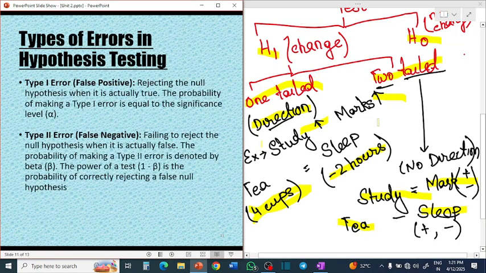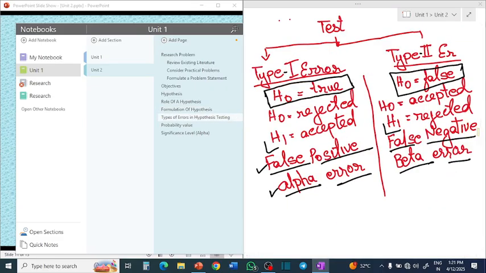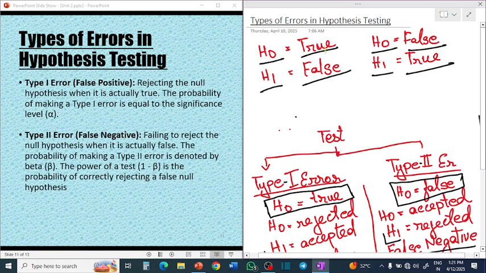Now we will move on to the types of error in hypothesis testing. Before understanding these types of error, we have to understand that there are two hypotheses: one is the null hypothesis and the other is the alternative hypothesis. Now if the null hypothesis is true, it automatically means that the alternative hypothesis is false. And if the null hypothesis is false, it automatically means that the alternative hypothesis is true. I hope this part is clear to all of you. Now we will move on to testing.